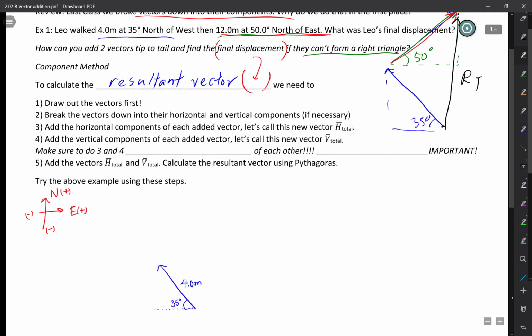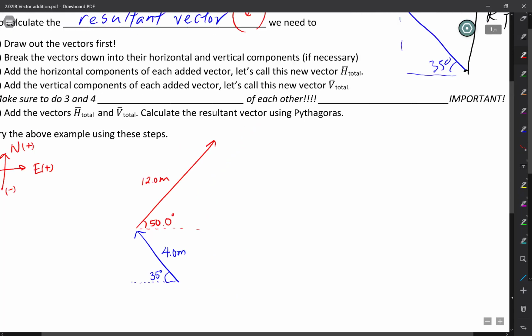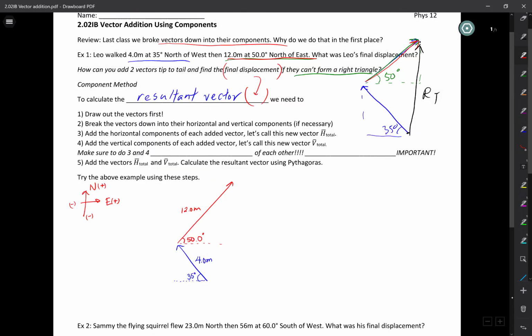And this is going to be 12 meters at 50 degrees north of east. This is 12 meters, maybe a little bit more. There you go. This is 12 meters at 50 degrees north of east. And if you don't remember the nomenclature of the vectors, please refer back to the previous video for a catch-up. Okay, so now we've done the first step, which is drawing out the vectors.